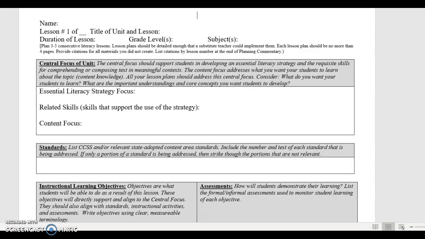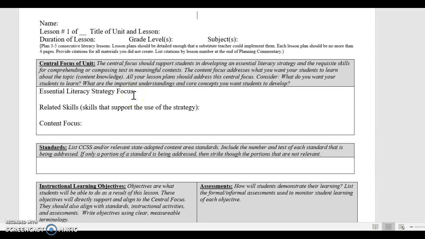This here, as you can see, is a blank lesson plan for the 3-semester block. You start up top with the name, title of unit, lesson plan, how long the lesson is, what grades are in the class that you're teaching, and of course what subject it is. For me, that would be mathematics. Then we go to the central focus of the unit, starting with the essential literacy strategy focus.